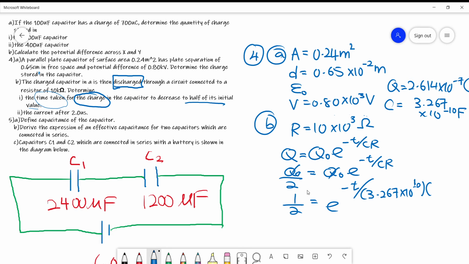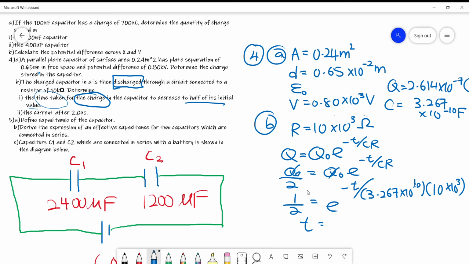So the R is 10 times 10 to the power of 3. So what will be the time taken? So ln 1 over 2 times the negative 3.267 times 10 to the power negative 10 times the 10 times 10 to the power of 3.